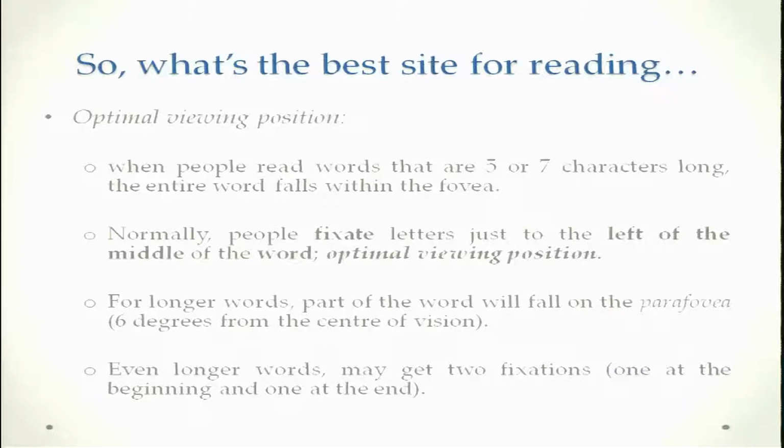So for longer words, part of the word will fall in the parafovea. Suppose you're talking about 8, 9, 10 letter words, from 2 degrees onwards. Sometimes what might happen is that for longer words you might need more than one fixation. So you fixate on the first part, and then you fixate in the same word on the second part, and you gain information. Obviously such words, because you're spending almost 2 fixations here, will be harder to read. You will spend more time reading.